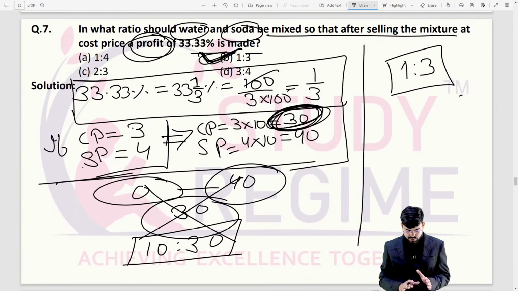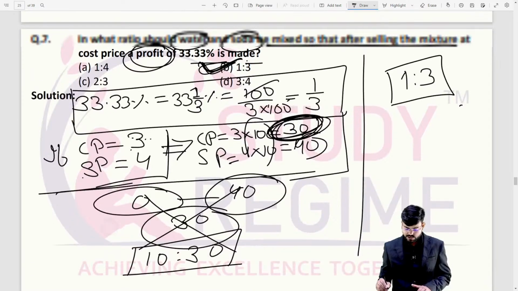Okay. Next, let's go to the question. We were talking about in what ratio water and soda should be mixed, by selling the mixture, to make a profit of 33.33%. We have converted this percentage into the ratio 1:3. Now, just for the sake of calculation, I have multiplied this 3 and 4 by 10. So you get 30 and you get 40 over there. On subtracting, you get the value as 1:3.